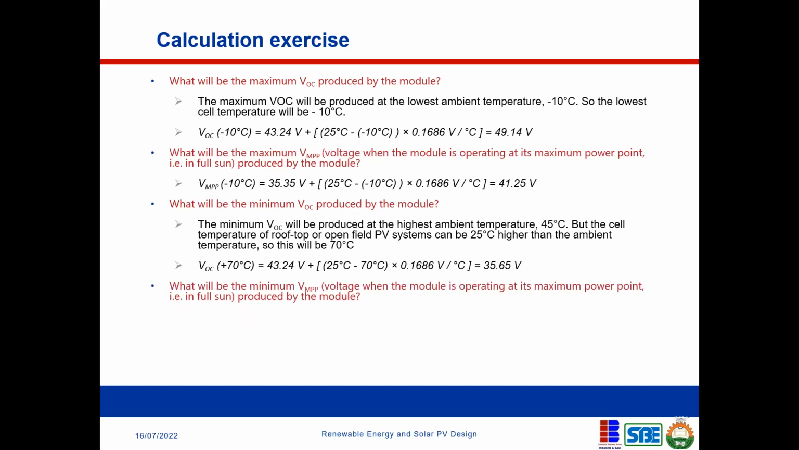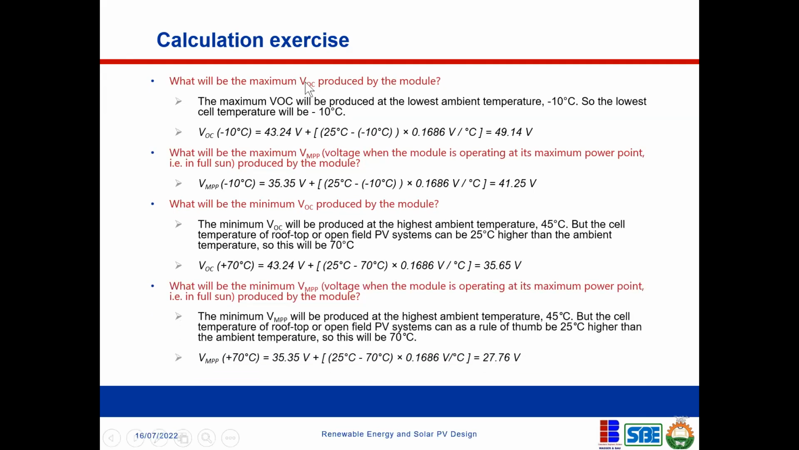It's not a difficult one. These are simple calculations. So this one is now saying the maximum open circuit voltage will be produced at the lowest. Okay, now this is the question. The question is in red. What will be the maximum open circuit current produced by the module? This is just a simple question that is calculated.